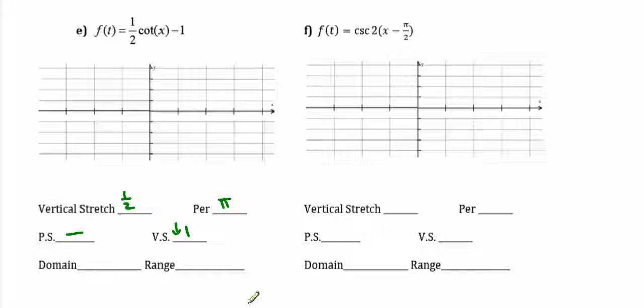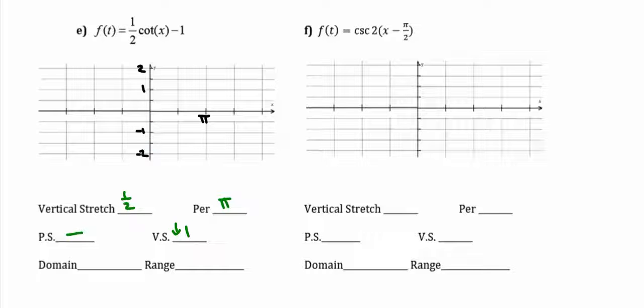So first, let's go ahead and label a couple things on our x and y axis. I'm going to let this be pi over 2. I'm going to label this as pi. And then I'm going to let each of these tick marks be 1. So this is 1, 2, and -1, -2.